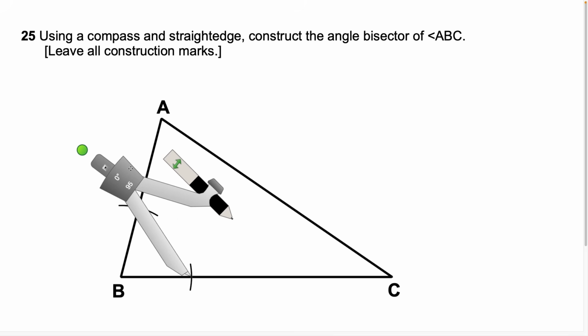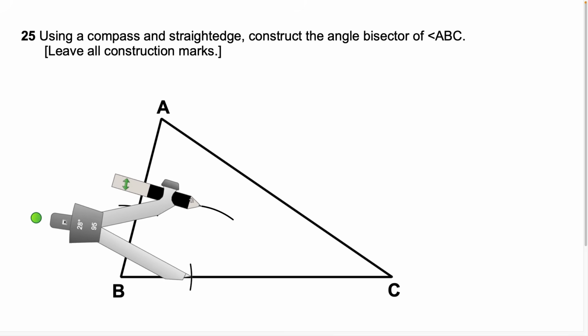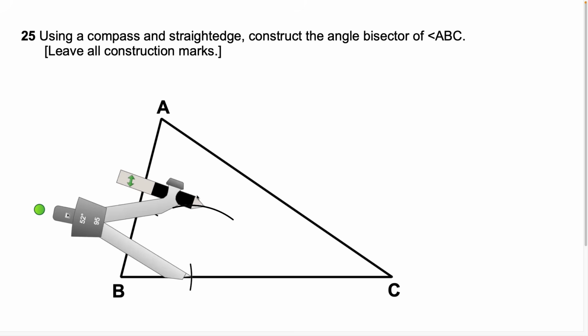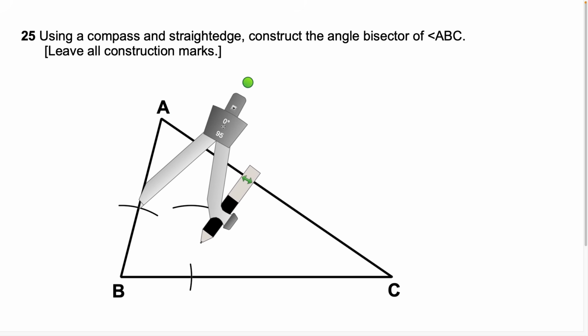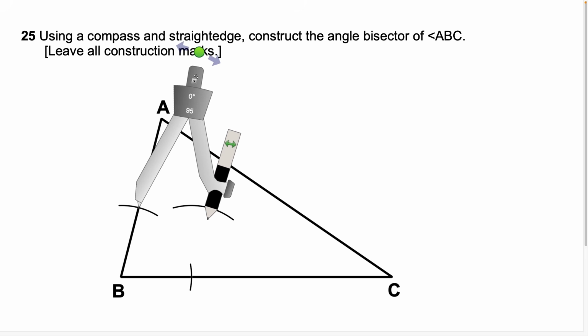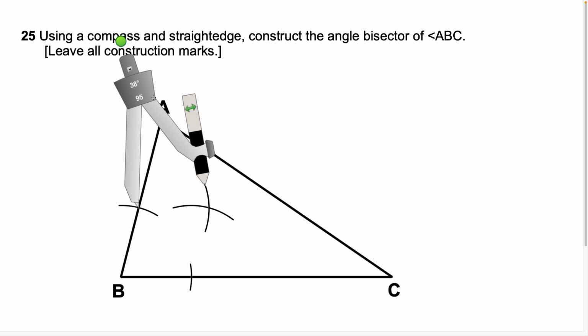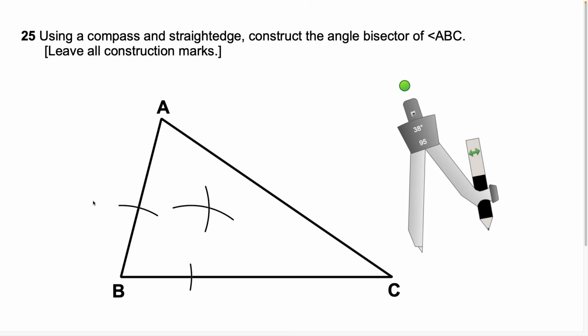So when I swing this arc, I want to make sure that it's going to pass through eventually where that angle bisector is going to go. So I swing an arc like this, and that should be fine. And I'm going to move the compass over here, and I'm going to swing another arc so that it intersects the one I just made previously. So now we're ready to construct our angle bisector.